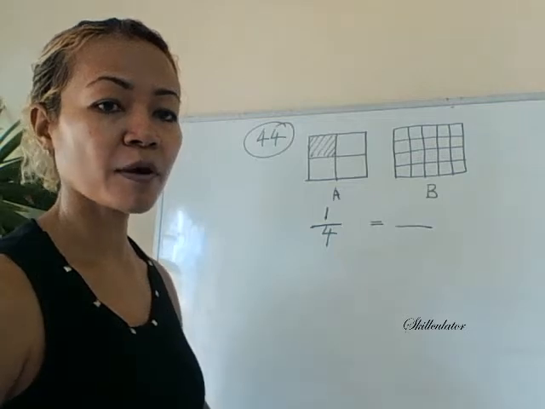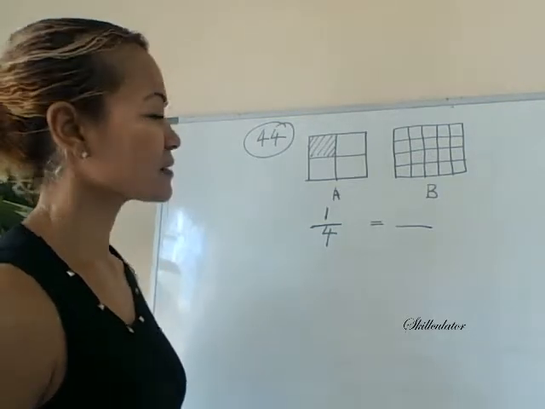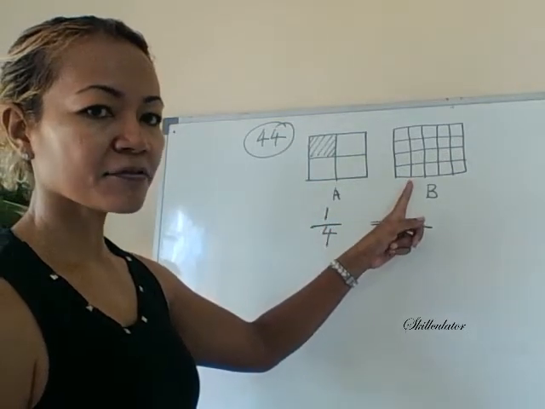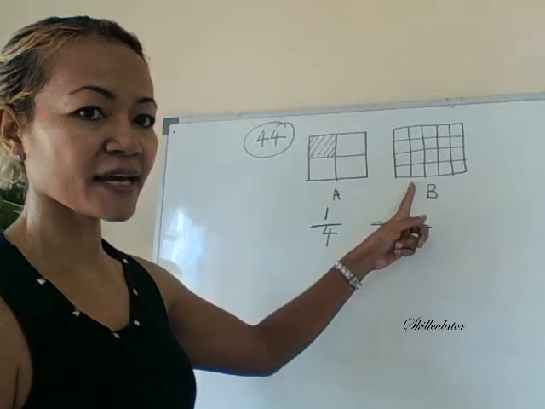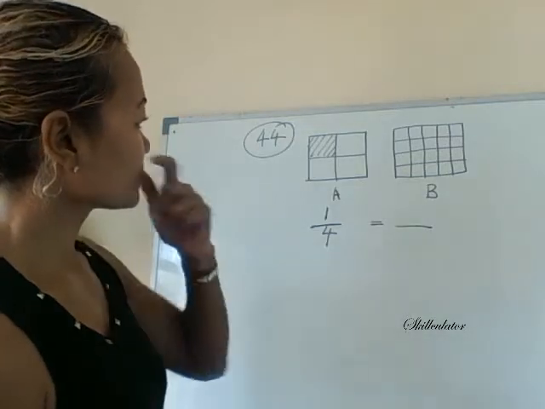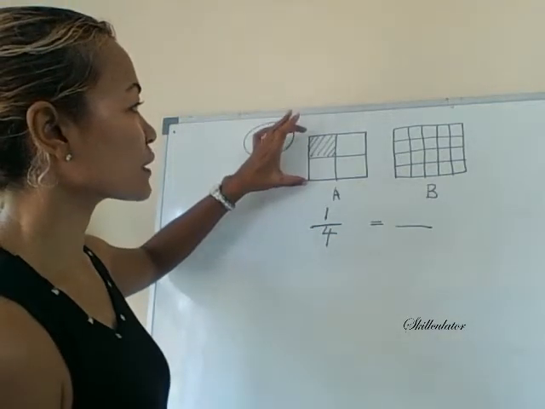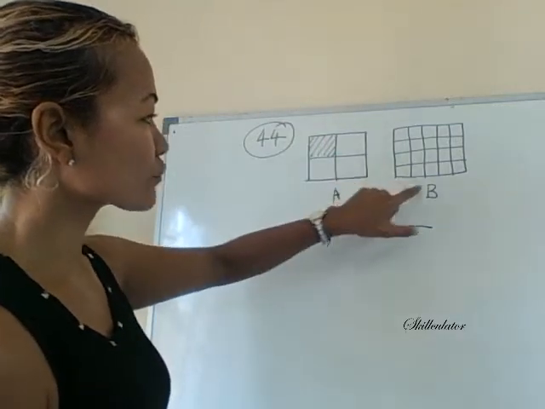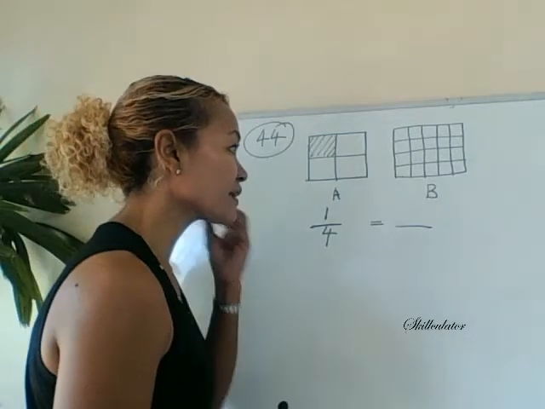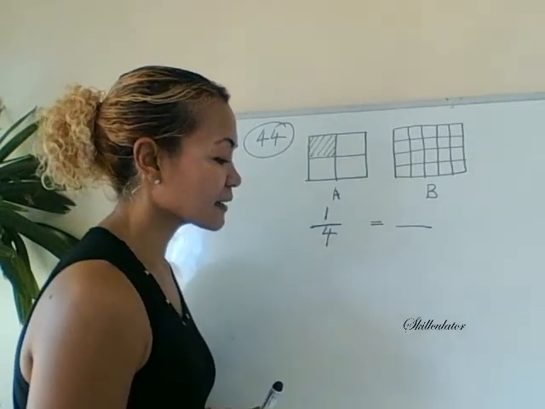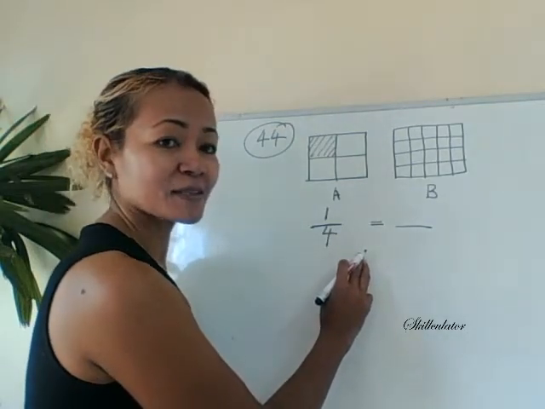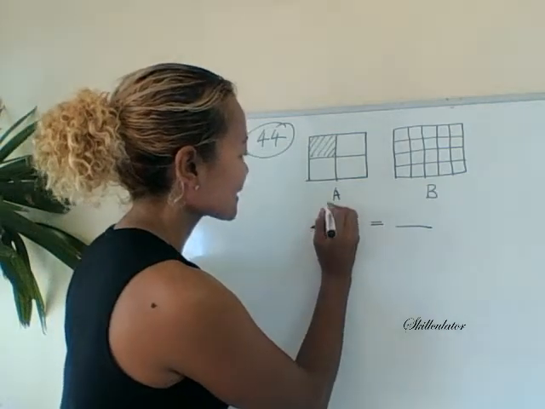Number 44 is a problem about equivalent fractions. So it's asking you, what is the fraction of squares you'd have to shade in B so that they are equivalent fractions? So basically you are shading the same proportion of B that you are of A, same area, proportional area. Yeah, that's probably the best way to say it.